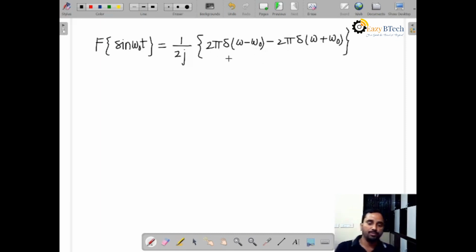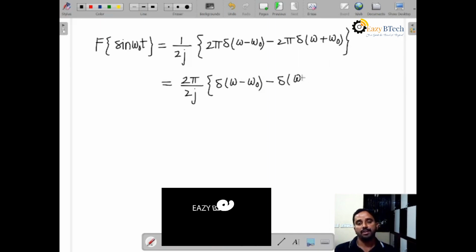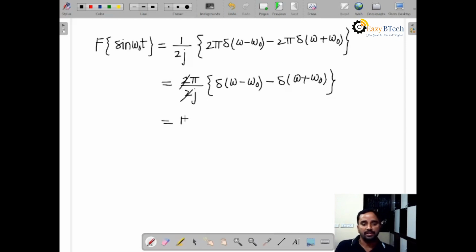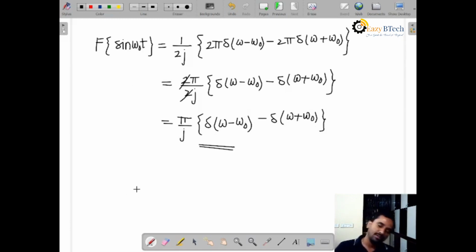Okay, so you can take 2 pi common, then 2 pi by 2j. What is the remaining? Del of omega minus omega naught minus del of omega plus omega naught. So the 2 gets cancelled, pi by j. This is the Fourier transform of sine omega naught t, with del of omega plus omega naught. So this is the answer for the sine function. And in the same way, we can do the Fourier transform of the cos function.